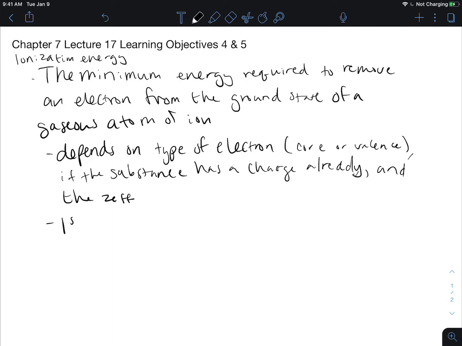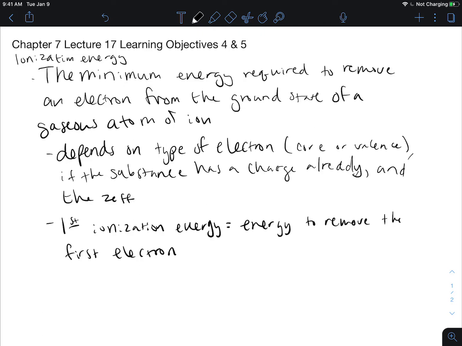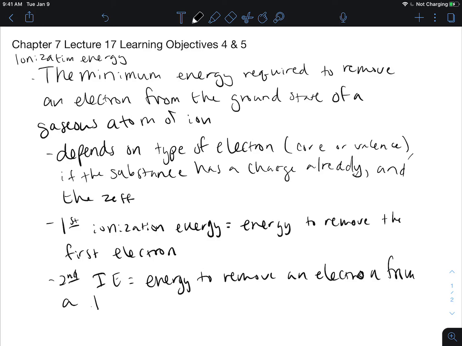We have what's called the first ionization energy, and that's when we're removing our first electron. So this is the energy to remove the first electron. Then, of course, the second ionization energy is going to be removing an electron from a +1 ion. So I'm just going to put big I, big E for ionization energy, or energy to remove an electron from a +1 cation.